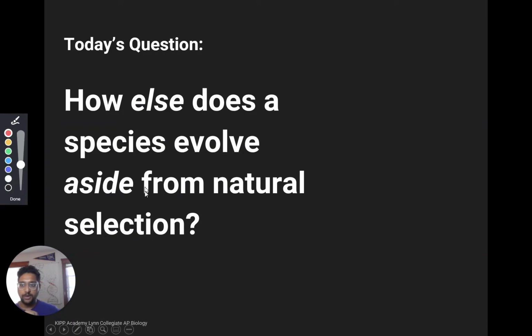We spent a long time in our classes, both last year and this year, studying the idea of natural selection, which is really important. It's one of the ways that evolution can happen, but there are several other ways. And so we're going to try to understand the other ways that species evolve other than natural selection.